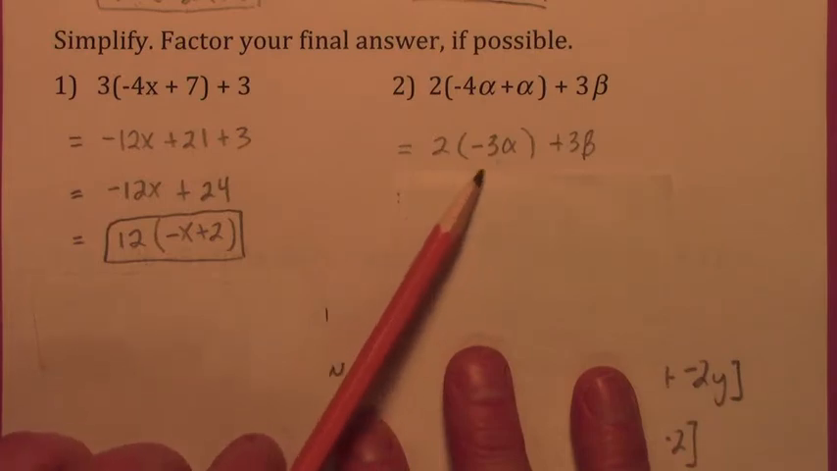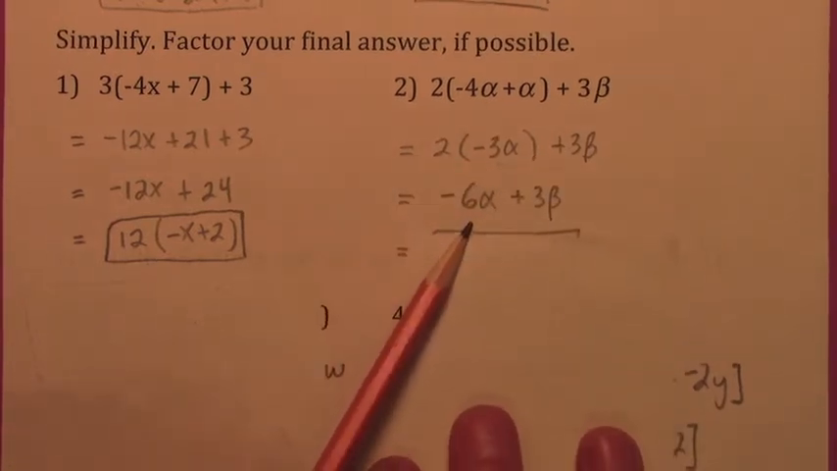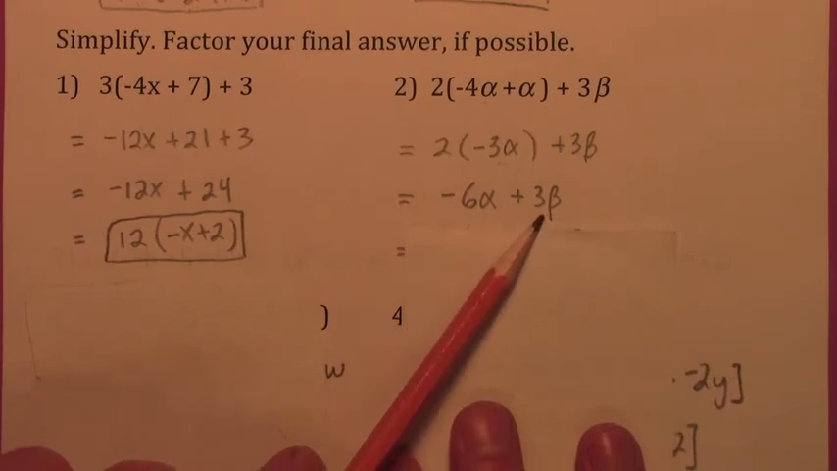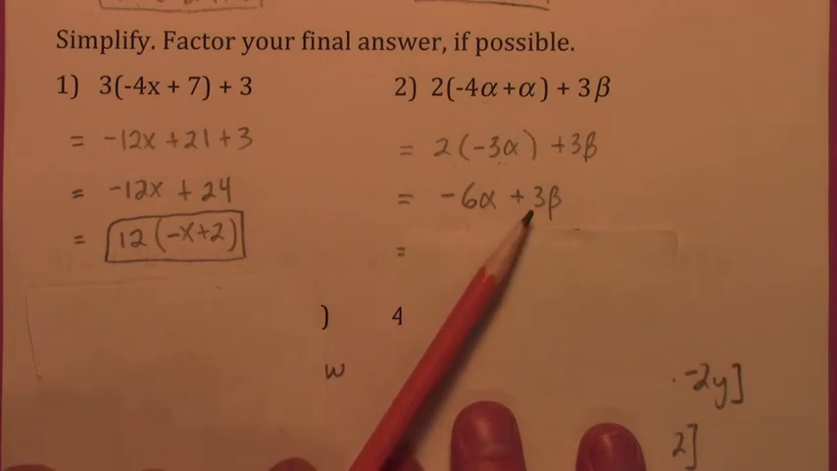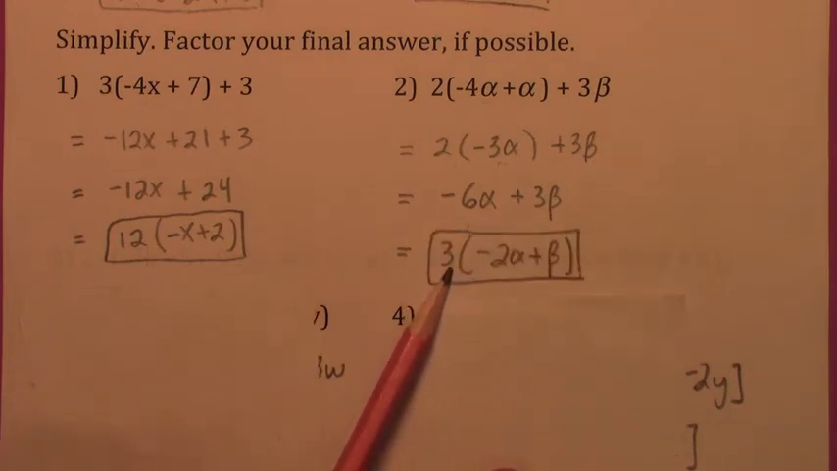Now we don't use the distributive law, we just multiply. We get negative 6 alpha plus 3 beta. Now it says factor your final answer. Would you use the distributive law here? I think you would, because these aren't like terms. You take a 3 out, your final answer is 3 times negative 2 alpha plus beta.